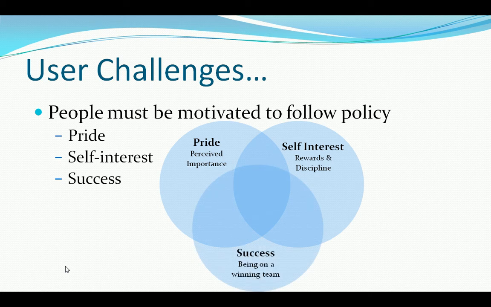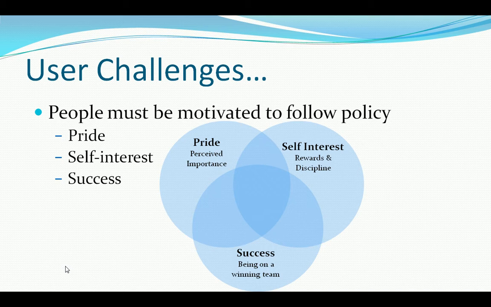So if you take these three motivators, the pride or the perceived importance, and the self-interest, which is things like rewards and discipline. In other words, people will do things, and there are different personality types, which I'll talk about in the next slide. But sometimes you can use rewards to entice people to do the right thing, and sometimes you can use discipline to entice people not to do the wrong thing. Different people react differently to these, but that's certainly one motivator.